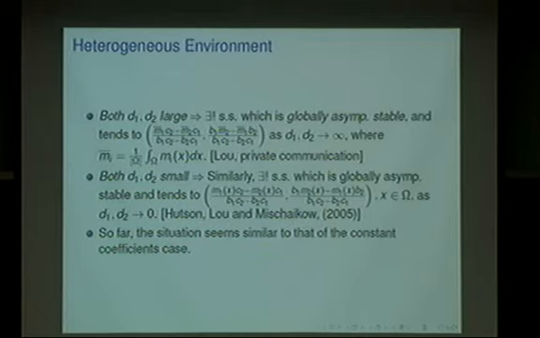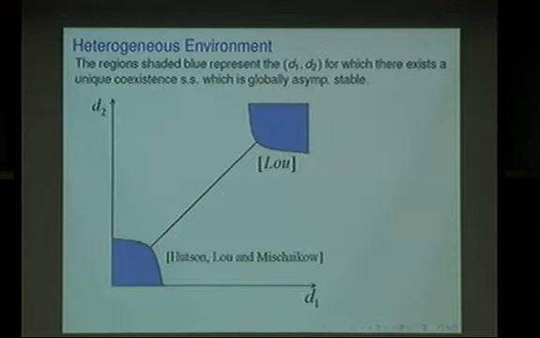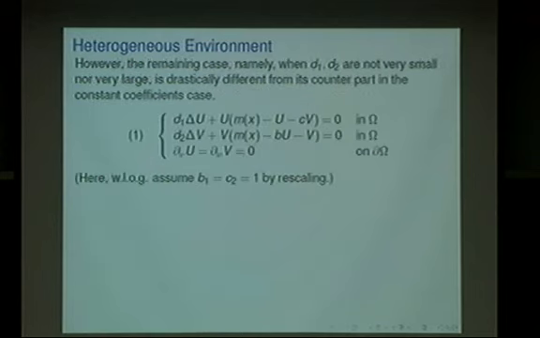Now we're going to move on to something not so similar. All right. So here I just want to sum up what we have done so far. The blue region represents that there is a unique coexistence steady state which is globally asymptotically stable. Now, for the remaining case, when D1, D2 are not small and not large, the situation is drastically different from its counterpart in the constant coefficient case.